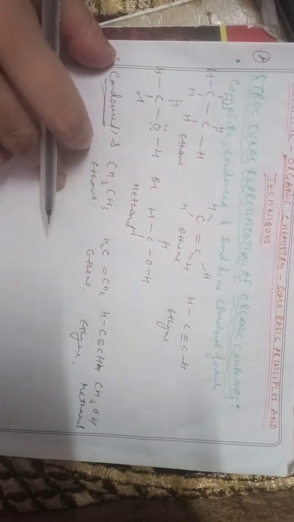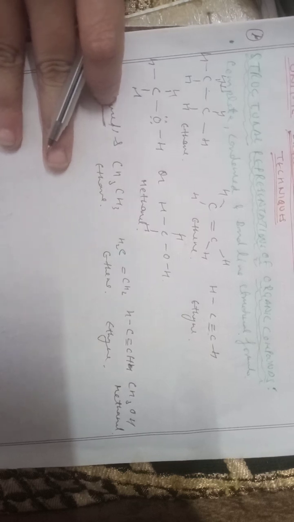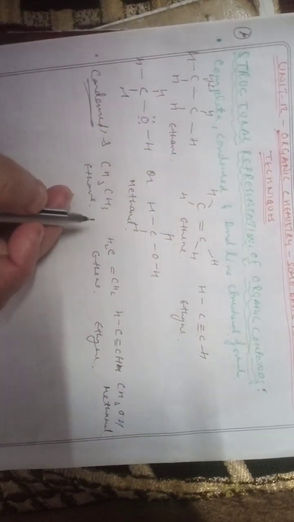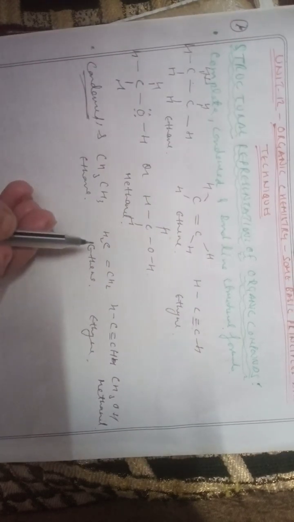Now coming towards another one, I'm going to discuss some similarities that we have as follows. Similarly, CH3CH2CH2CH2CH2CH2CH3 can be written in the form of condensed CH3(CH2)5CH3.